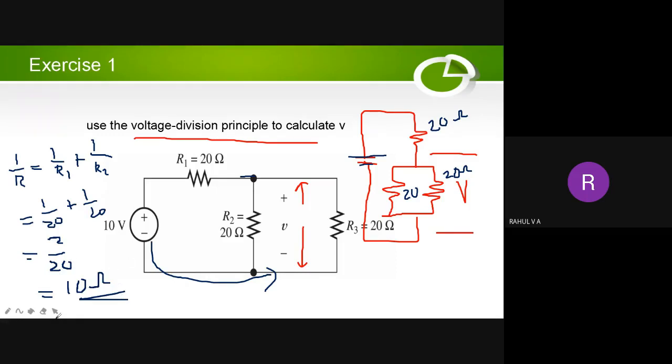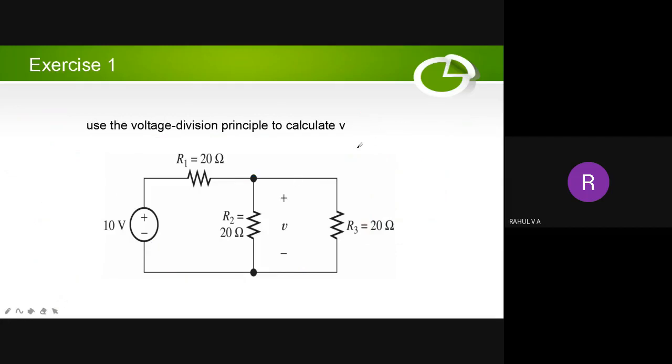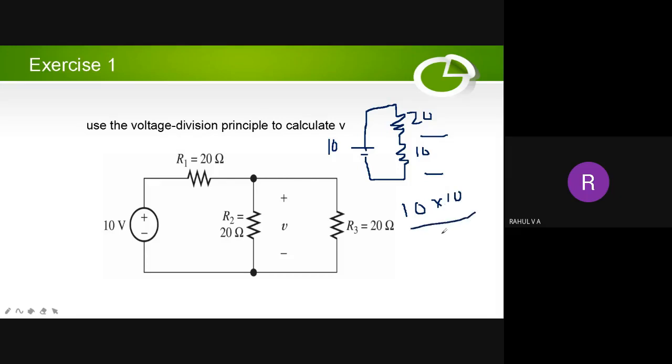So now the circuit is like this. 10 volt supply, 20 ohm resistance, 10 ohm resistance. Now the voltage across the 10 ohm resistance is 10 into 10 divided by 20 plus 10, that is 30. Correct? So it is 3.33. Correct?